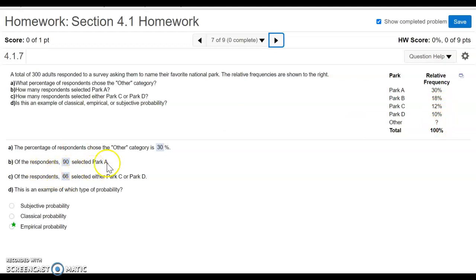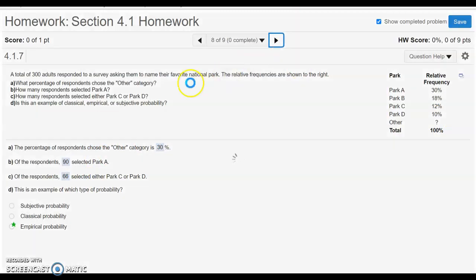How many respondents selected Park A? You would take 30% of 300, 0.3 times 300. And then for the respondents who selected Park C or D, you would add those up. So 22% of 300, which would be 66.